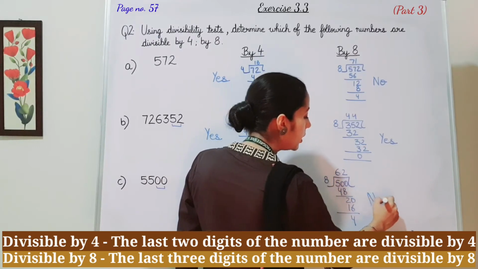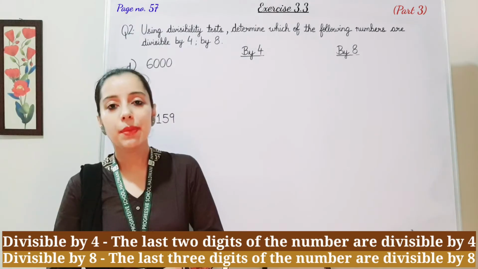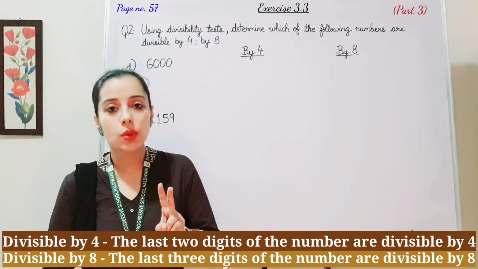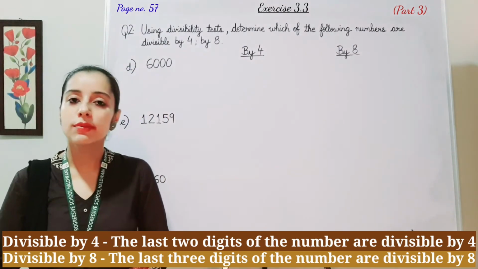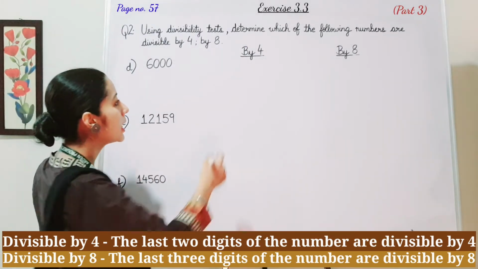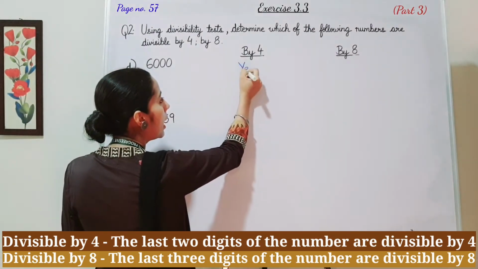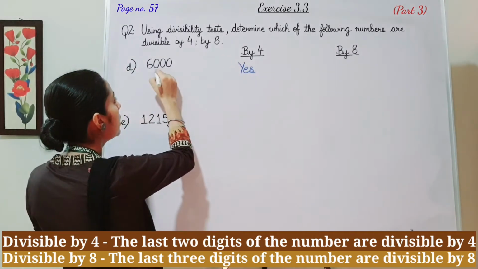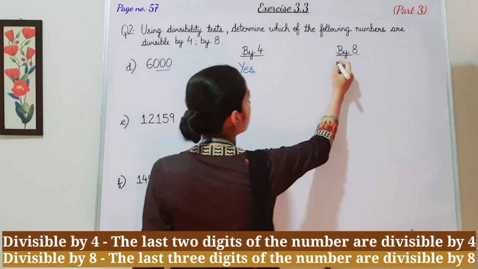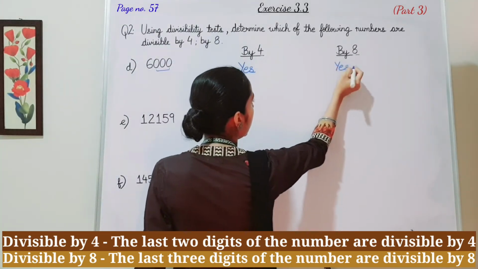So it is not divisible by 8. Next, 6000. The last two digits are 0 0, so it will be divisible by 4. So yes, it is divisible by 4. And for divisibility by 8, the last three digits are 0 0 0, so it will also be divisible by 8.